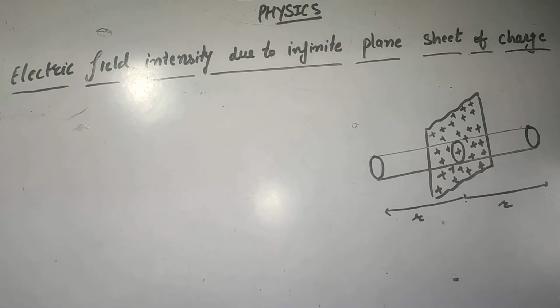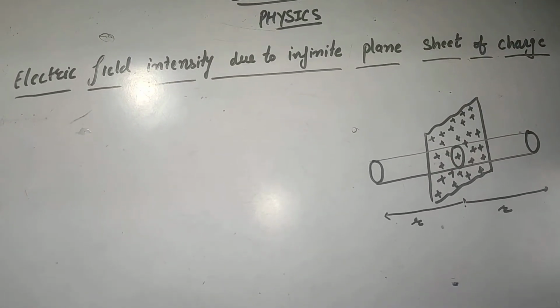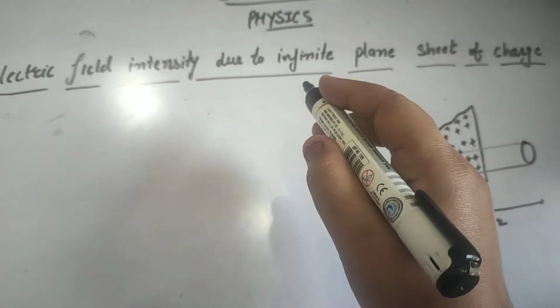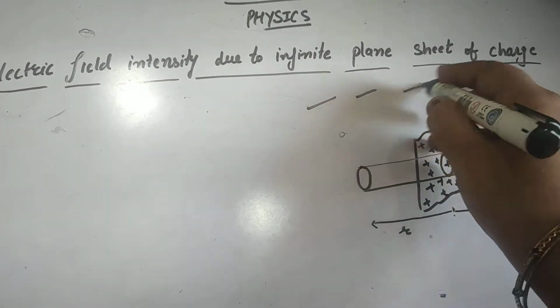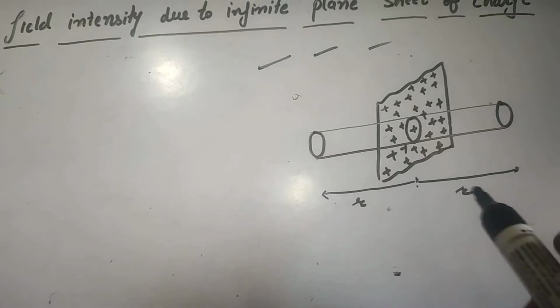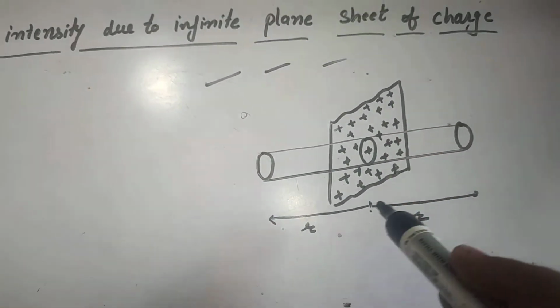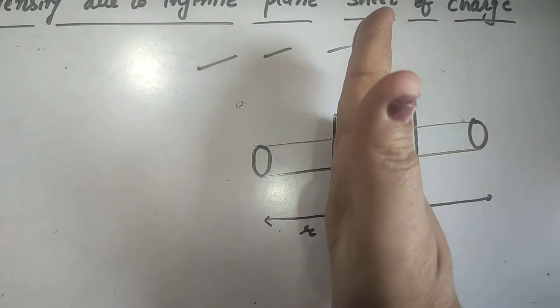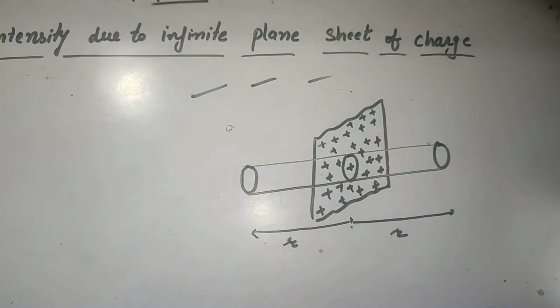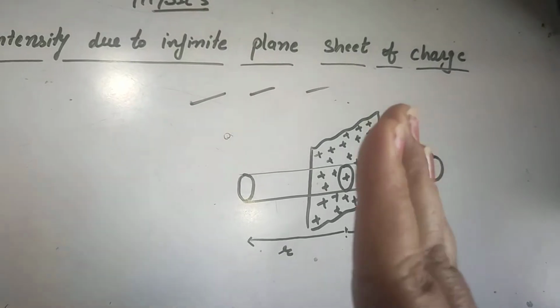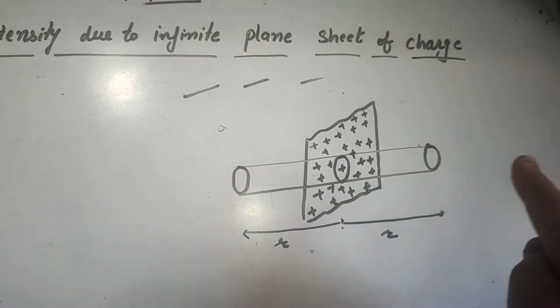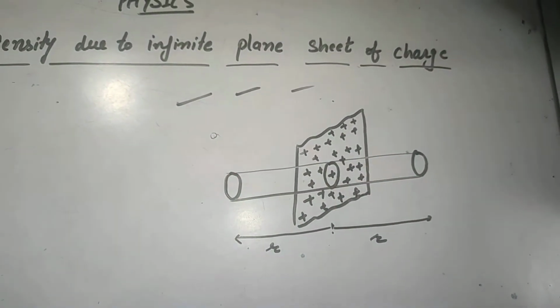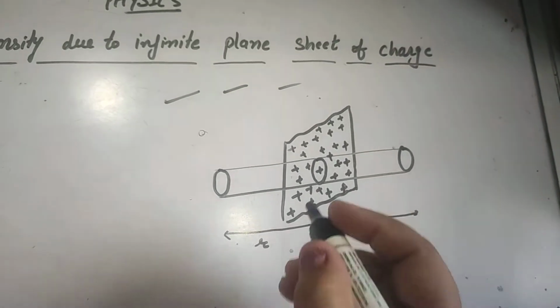Another application of Gauss theorem is to find out electric field intensity due to infinite plane sheet of charge. Here you can see the diagram. This is infinite plane sheet of charge placed like this, right? So positive charge is over this layer. So direction of electric field intensity will be this way or this way, right? I think it is clear.